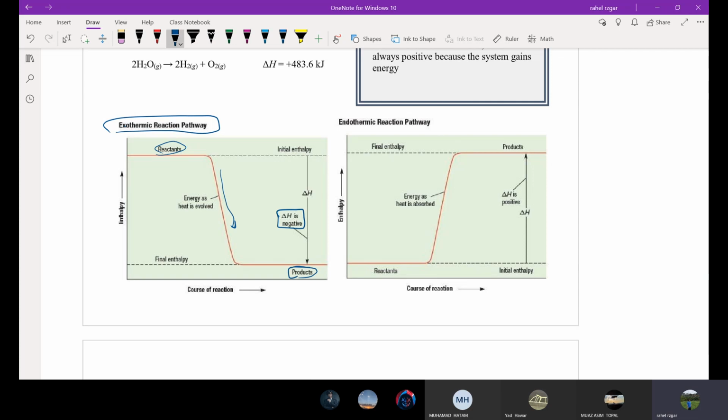Delta H is negative because product is smaller, reactant is bigger. A small number, product, minus reactant. A small number minus a big number, the delta H will be negative.